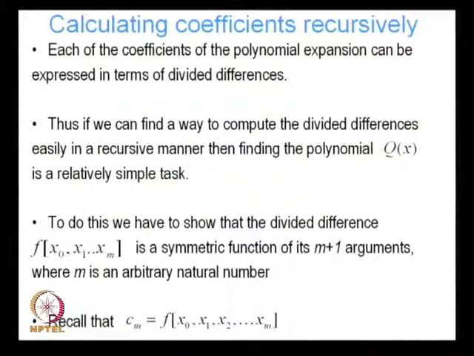But in order to do this, we have to show something before we do that, and that is we have to show that the divided difference operator f x0 x1 up to xm is a symmetric function of its m plus 1 arguments, where m is an arbitrary natural number. What do I mean by a symmetric function? That means the order in which these x0, ..., xm appear in this divided difference operator is not important.